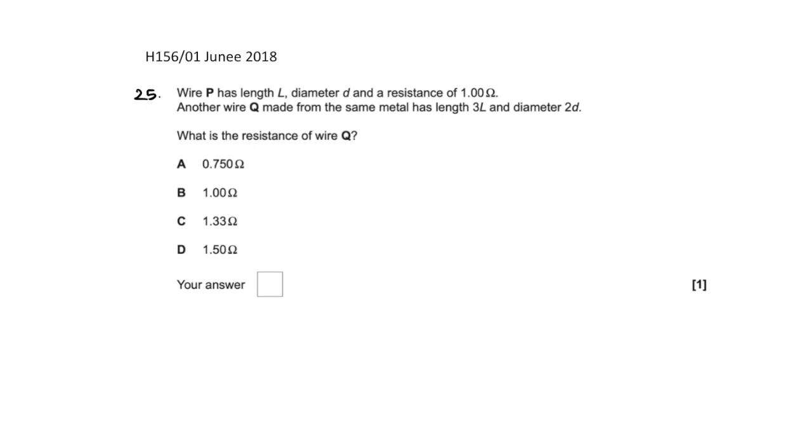Question number 25 says a wire P has length L, diameter D, and resistance of 1 ohm. Another wire Q made from the same metal has length 3L and diameter 2D. What is the resistance of wire Q? Given it's the same metal, the resistivity will be the same. The resistance formula relating resistivity, length and area is R equals rho L over A.